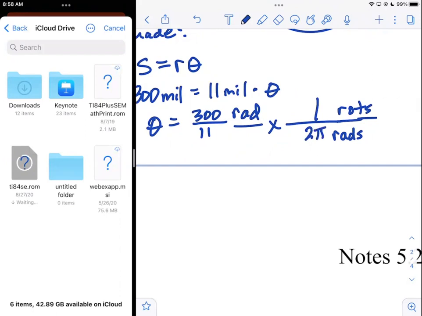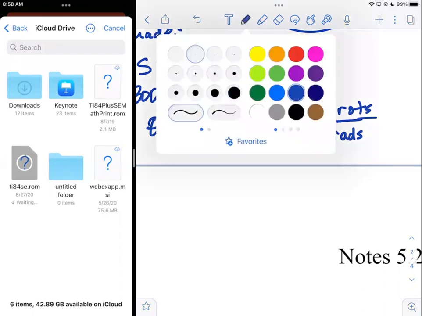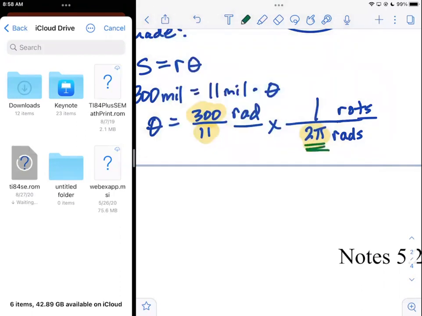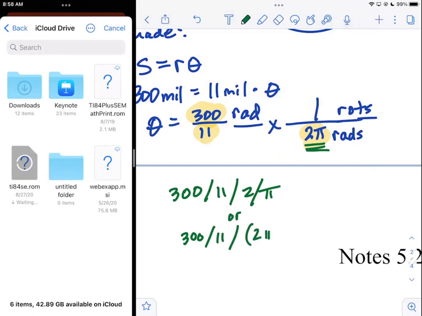Now, all we've got to do is type this in: 300 divided by 11 divided by 2 pi. I wish I could show you, but it's not going to happen. So here's what you need to do on your calculator. Most people, when they type it in and get it wrong, it's because of this right here. Type it in as 300 divided by 11 divided by 2 divided by pi, or 300 divided by 11 divided by parentheses 2 pi, okay? Either one of those. If it's a factor in the bottom, you divide by it.